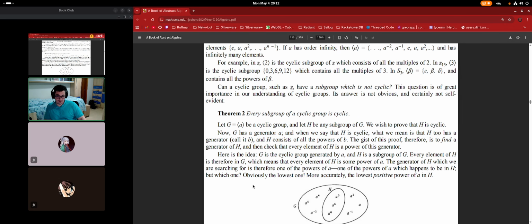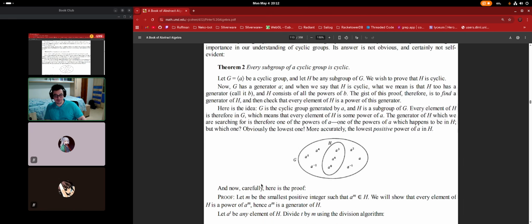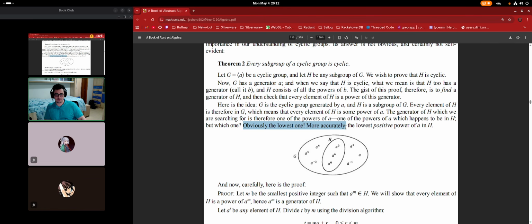And it continues. Here's the idea. G is the cyclic group generated by A, and H is a subgroup of G. Every element of H is therefore in G, which means that every element of H is some power of A, which is also true. The generator of H, which we are searching for, is therefore one of the powers of A, one of the powers of A which happens to be in H. But which one? Obviously the lowest one. Okay, can somebody help me here? What happened in this jump here? How did we go from hypothesizing to obviously the lowest one? I missed something. Can somebody help me with that?